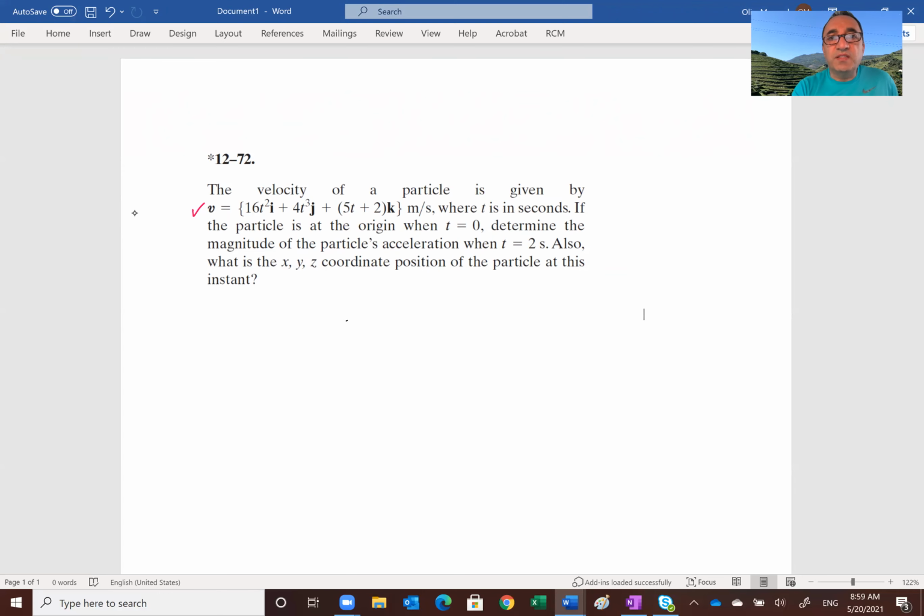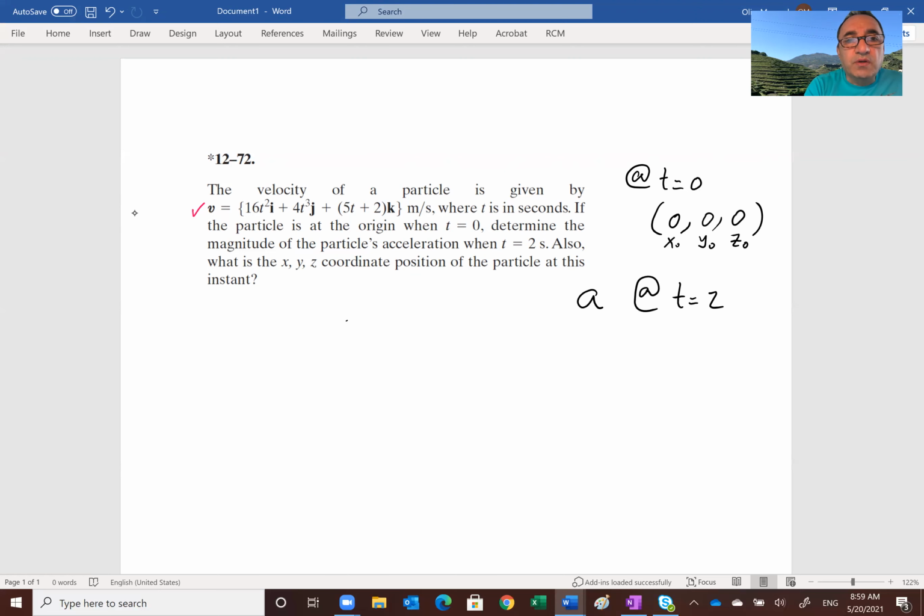If the particle is at the origin at t equals 0, which means what? Position is 0, 0, 0. This is x0, y0, z0, if you want to call it. All right. Determine the magnitude of the particle's acceleration when t is equal to 2 seconds. So acceleration magnitude, guys, at t equal to 2. All right, let's take care of this.